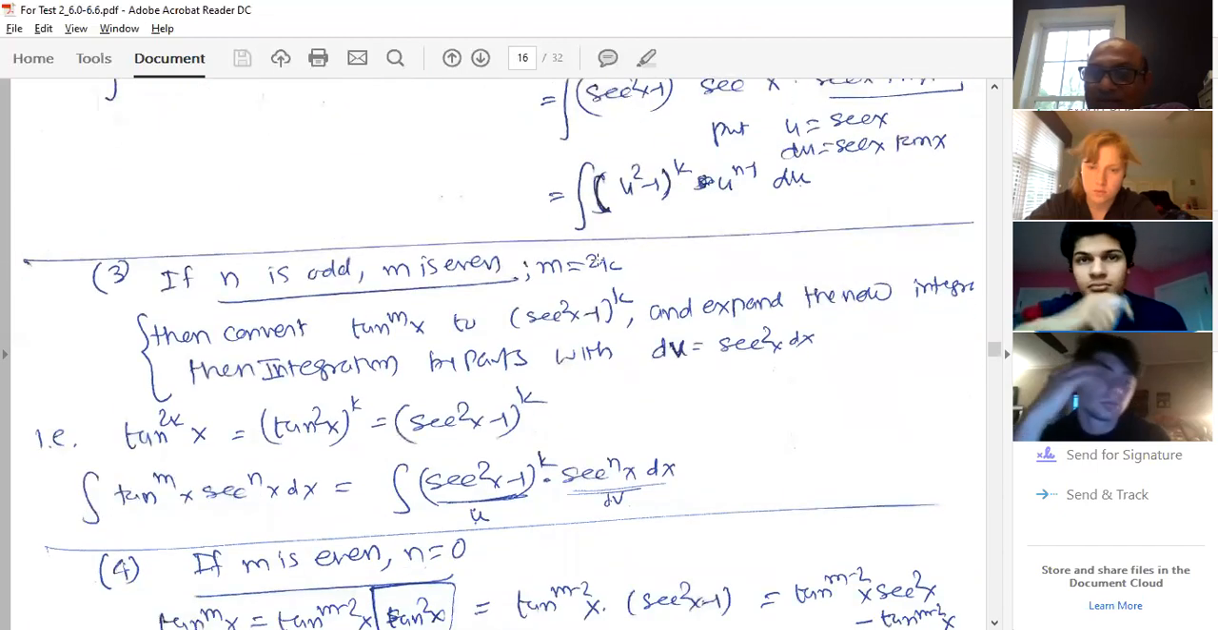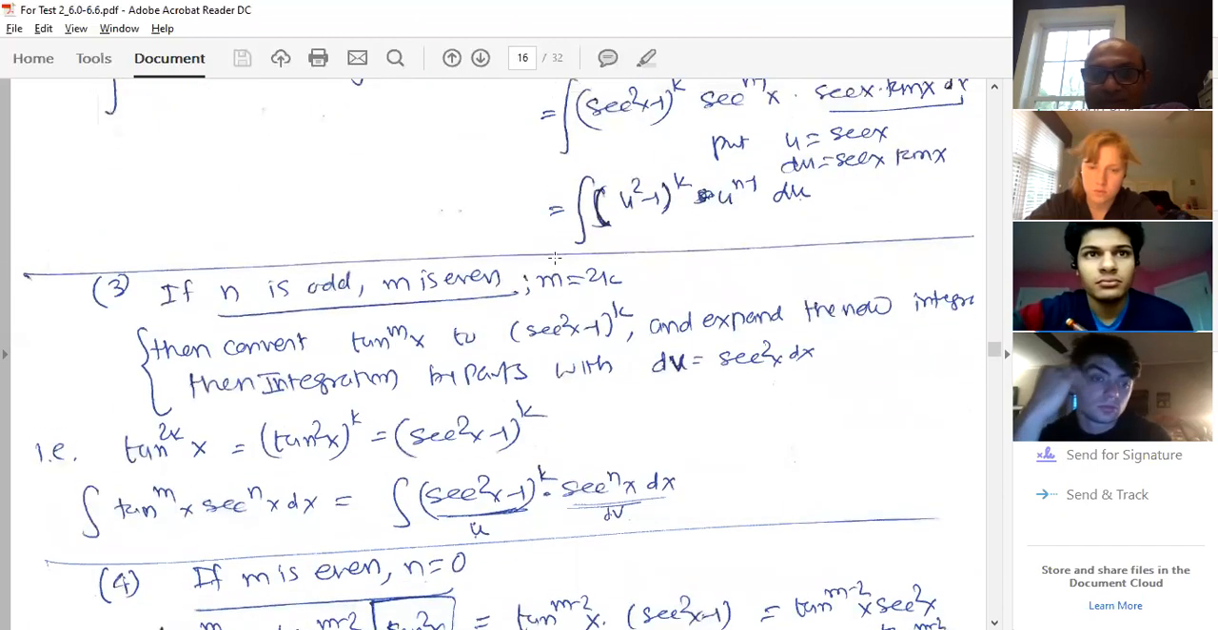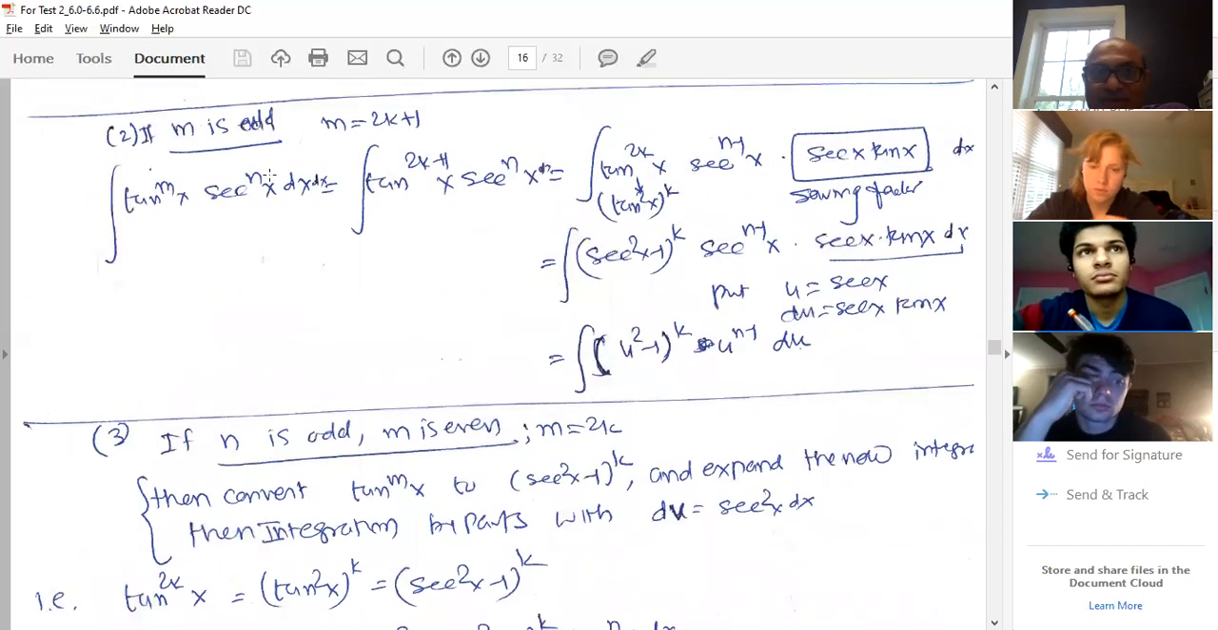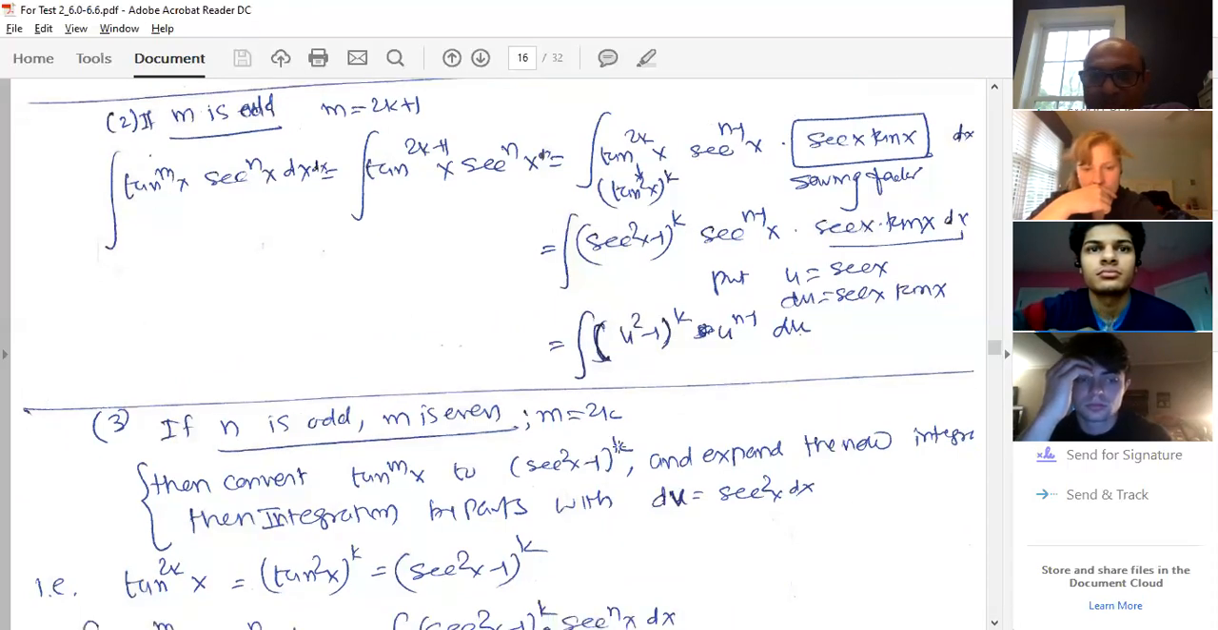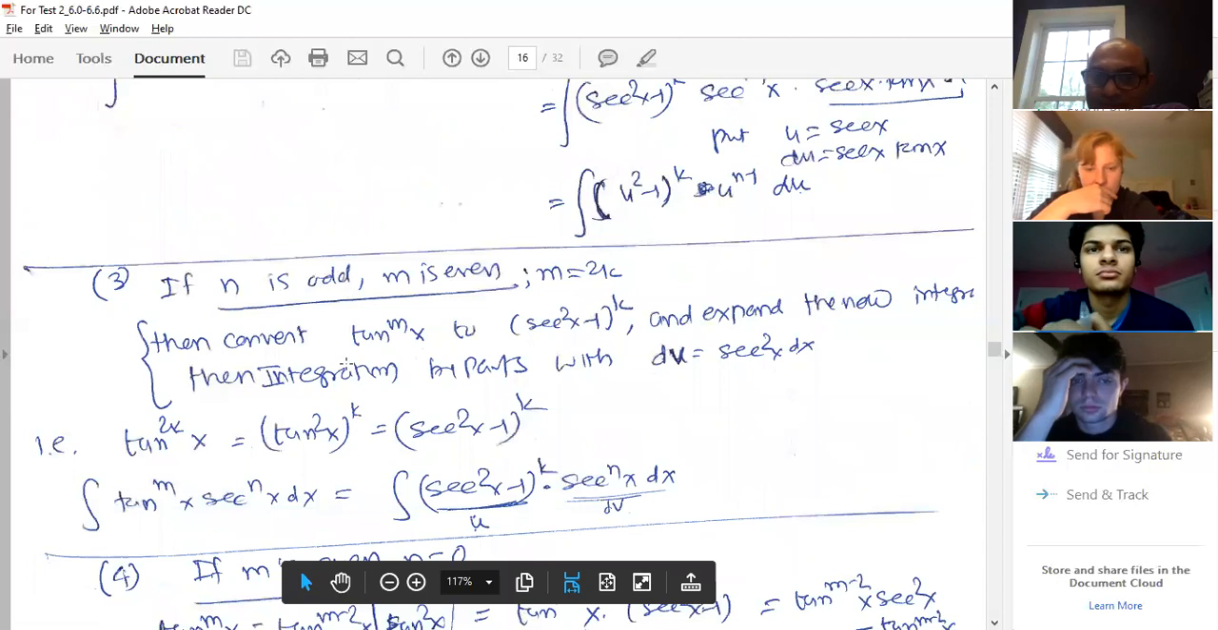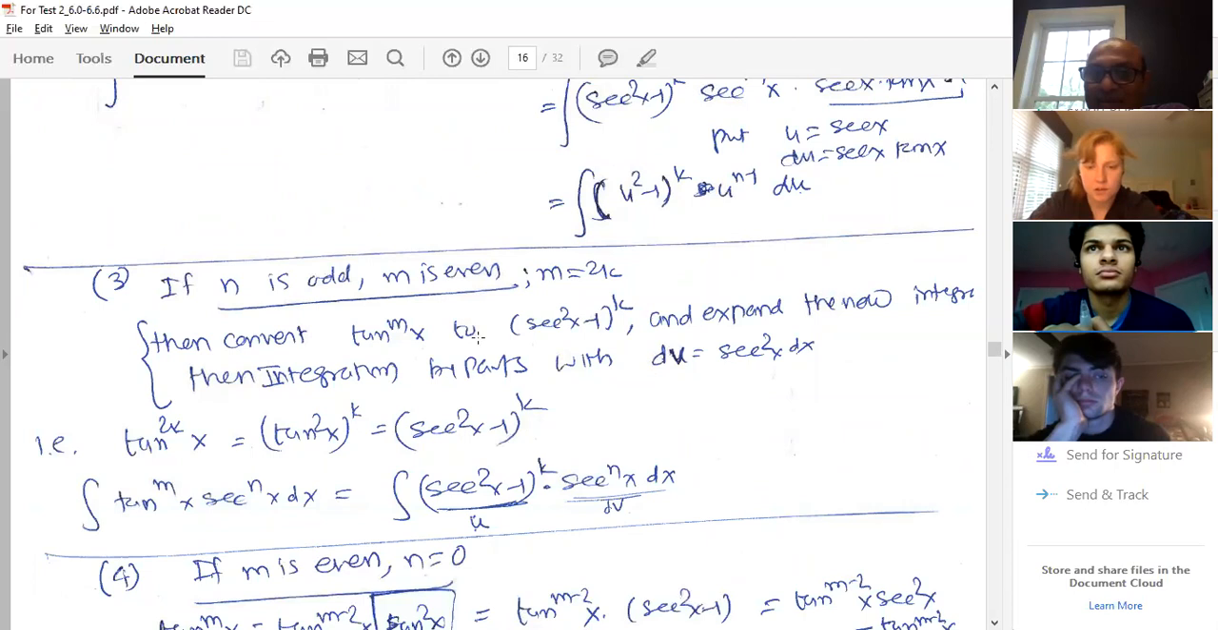Okay, so let me take suppose m equal to 2k. Here I chose m odd. Here I can say n equal to odd or m equal to even, right? First case says n even, then m odd. Now m odd and m even. M even is m equal to 2k. M equal to 2k means whenever you have m in this case, convert tangent to the power m x to secant square x minus 1 to the power k and expand the new integral.